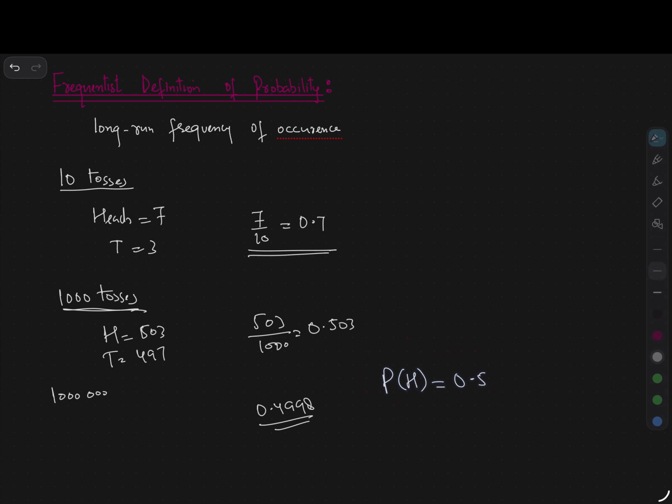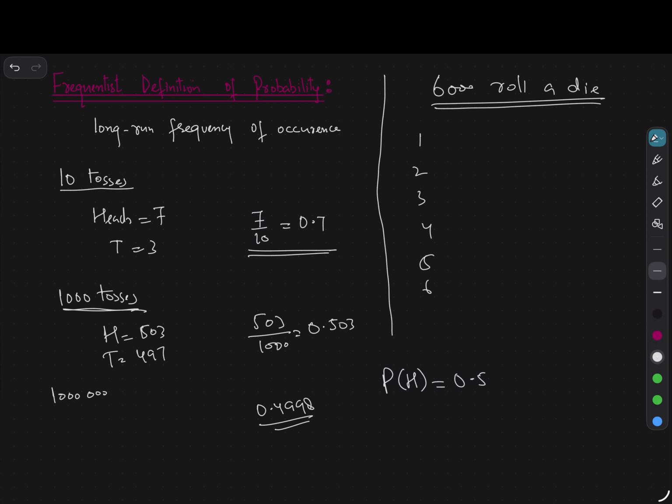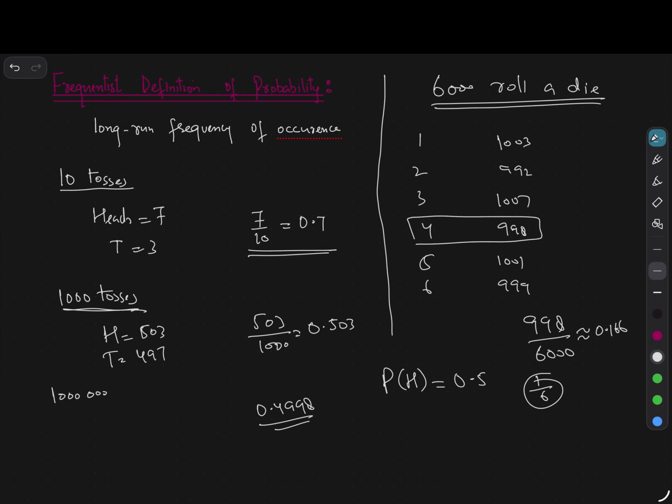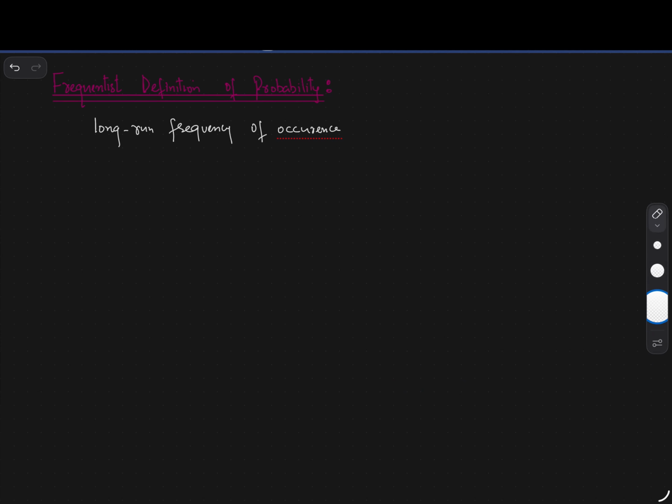Similarly, if we roll a die, let's say 6,000 times, and after observing, this is the sample space of the experiment. If we roll a die, that means we'll get either 1, 2, 3, 4, 5, or 6. And let's say the frequency of occurrence of each number is like this, 992. Now, if we want to calculate the probability of rolling 4, that is this row, we'll calculate it like this, and that will be equal to 0.166. That's closer to 1/6. That is why we say probability of rolling a number, if we roll a die, is equal to 1/6.